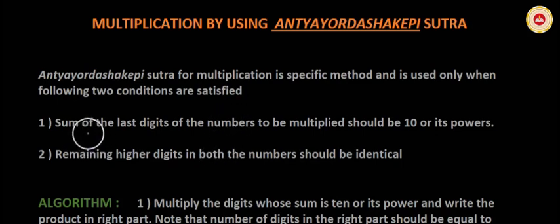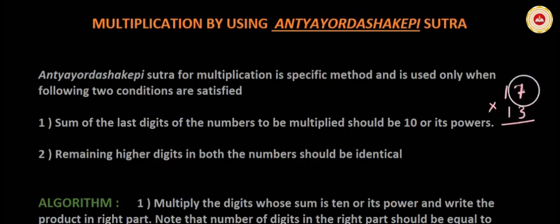What is the first condition? For the two given numbers, the sum of the last digits of the numbers to be multiplied should be 10 or its powers, and the remaining higher digits in both the numbers should be identical. For example, see 17 and 13, that means 17 multiplied by 13. See, first condition, the sum of the last digits of the numbers to be multiplied should be 10 or its powers.